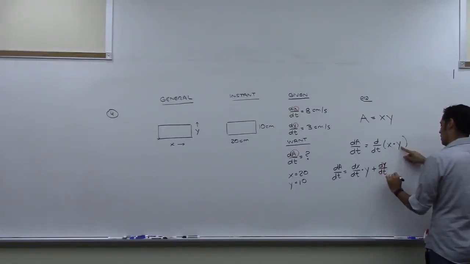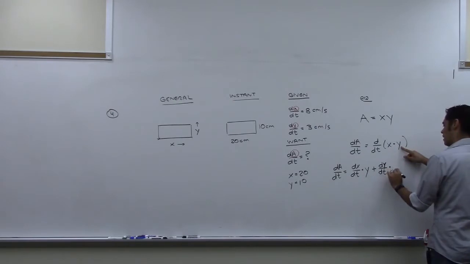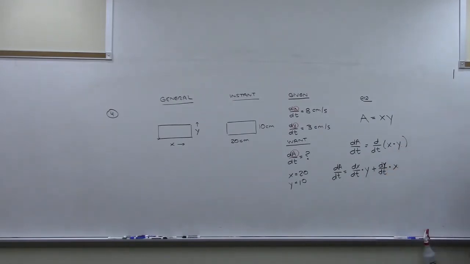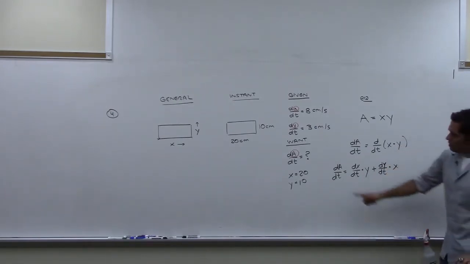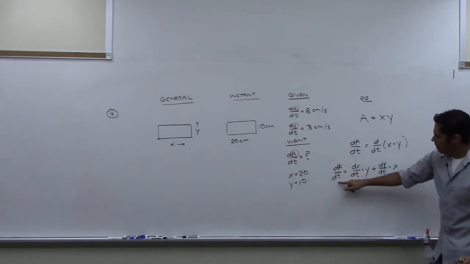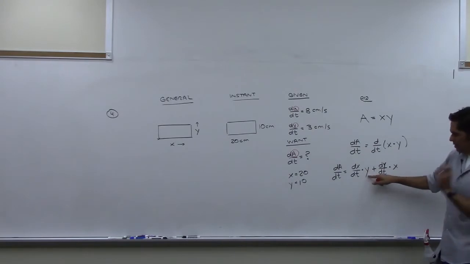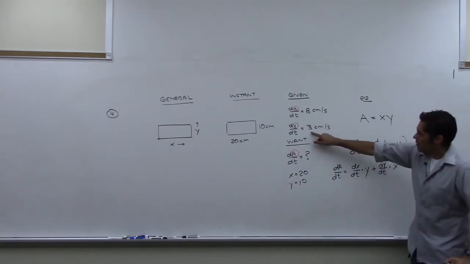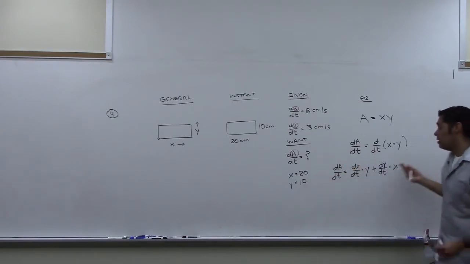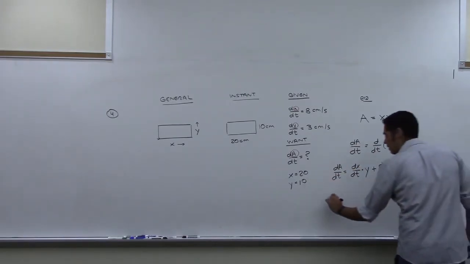dy dt, that's a terrible y, times the first one, x. And then I take a look. I'm trying to solve for dA dt. Good, I've got it. dx dt, do I know that? Yes, it's 8. Do I know y at the instant in time? Yes, it's 10. dy dt, do I know it? Yes. X? Yes. So I've got everything I need. I can solve for dA dt.